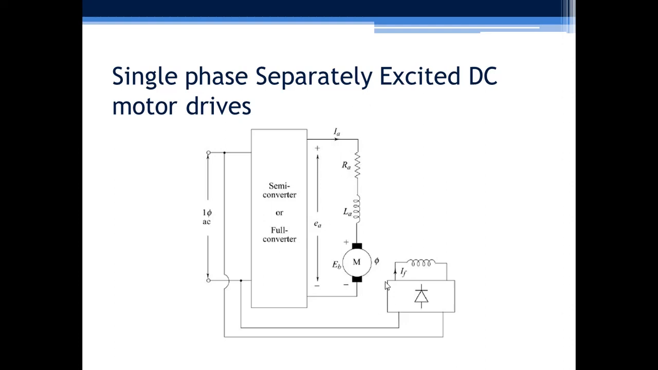This motor has got two parts. First one is called the armature part. So these are the armature side sections. Armature terminals are named as A1, A2, and field part are named as F1 and F2. Both armature and fields are supplied by DC supplies.